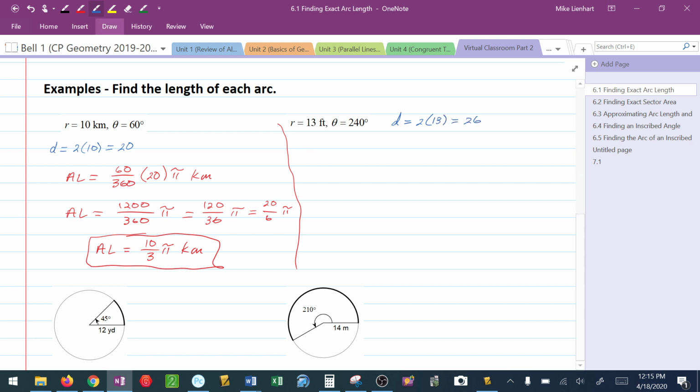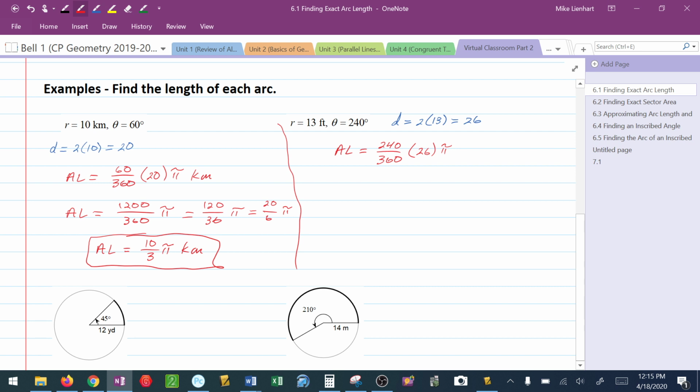All right, I'm going to use my arc length formula, which says theta over 360, or the fractional part. So I'm going to say 240 over 360 times d pi. All right, and then don't forget we got to label that at the end. Always label arc length. Okay, now I'm going to do this one just a little bit differently.